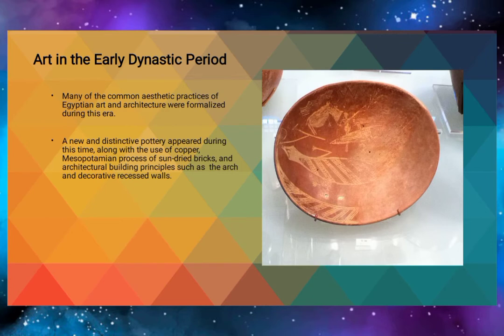Then, a new and distinctive pottery appeared during this time, along with the use of copper, Mesopotamian process of dried bricks, and architectural building principles such as the arc and the decorative resist walls. Ceramic objects during this era were commonly interred with the dead in tombs. Mundane objects such as plates ensure the continuation of activities practiced in the physical world, while other vessels stored the internal organs of the body after it was embalmed.